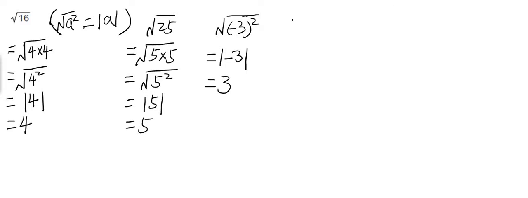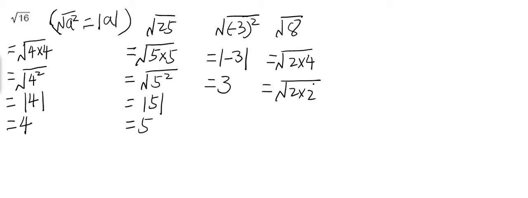Okay, and now I'm gonna give you a little bit tougher one. How about the square root of 8? Now let's take a look. So still we're gonna use the factoring method. 8 we can write down as 2 times 4, right? And then for the 4 we can write down as 2 square, right? 2 square. Again, here is 2 square. We can follow that formula.